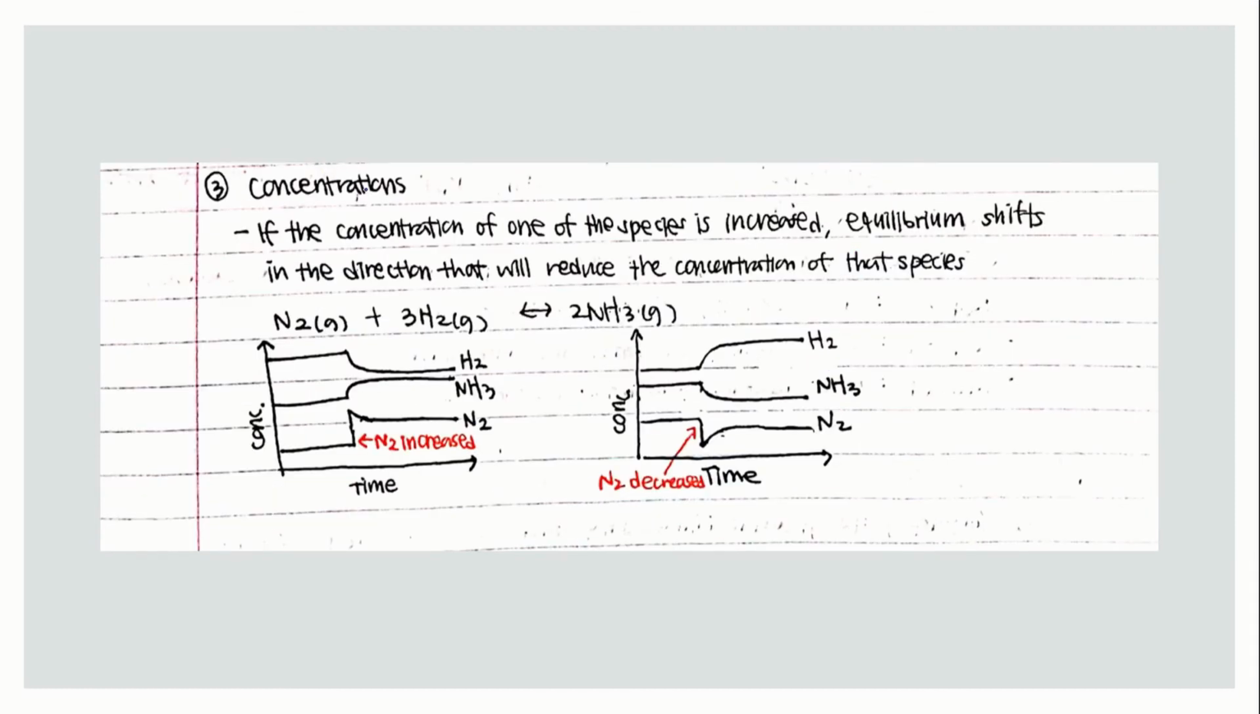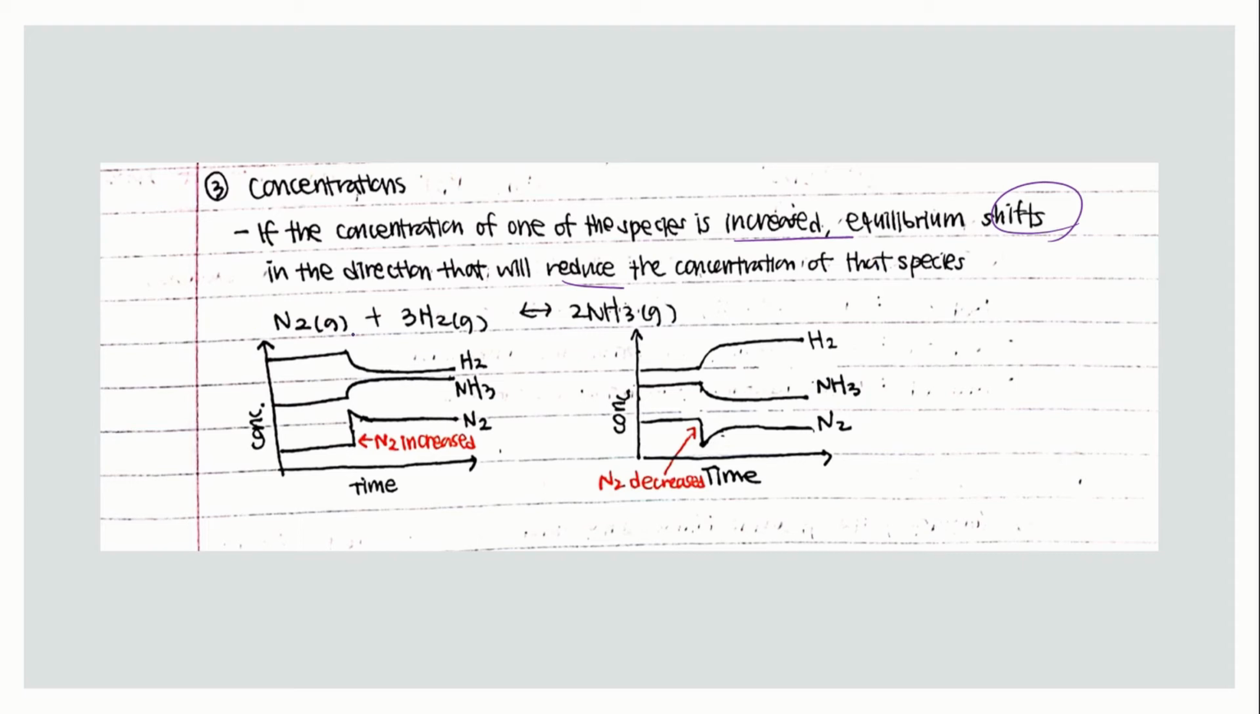The last variable is the concentration of reactants. If the concentration of one of the species is increased, equilibrium will shift in the direction that will reduce the concentration of that species. So Le Chatelier's principle is all about the stress getting applied and then the system shifting its equilibrium to remove that stress.